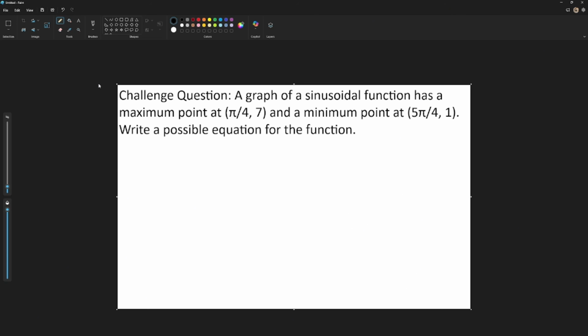Alright guys, and I'll leave you off with a challenge question. The graph of a sinusoidal function has a maximum point at pi/4, 7 and a minimum point at 5pi/4, 1. Write a possible equation for the function.